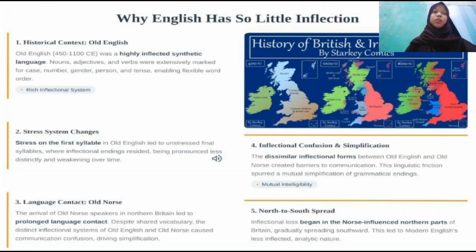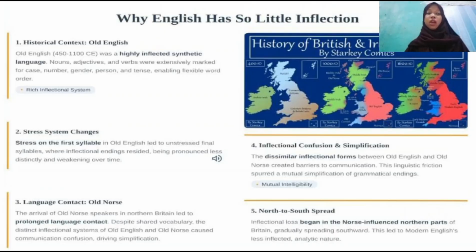And fourth, inflectional confusion and simplification. The dissimilar inflectional forms between Old English and Old Norse created barriers to communication. The linguistic friction was part of the mutual simplification of grammatical endings.